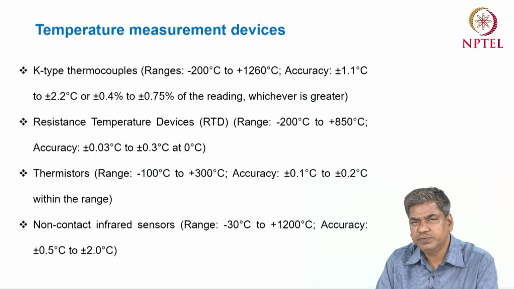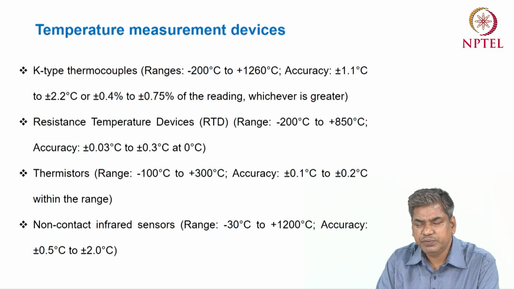So for this case, basically we will measure the resistance depending on the temperature at some point, and from the resistance ultimately we will evaluate what the temperature is at this point. So we should know the variation between the temperature and resistance.